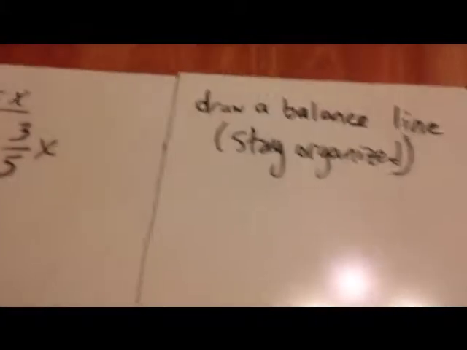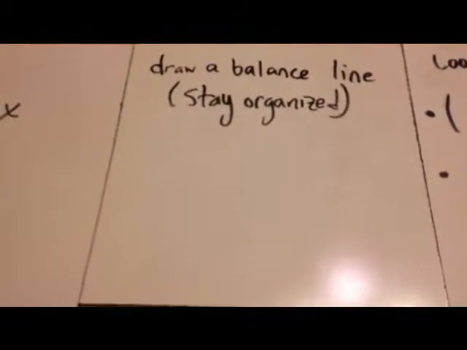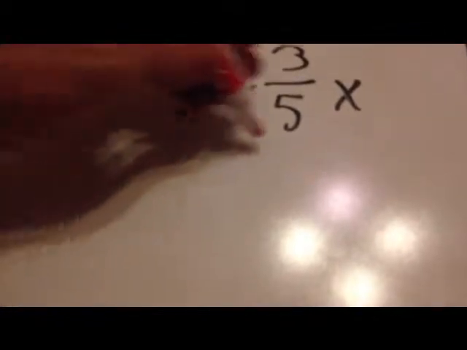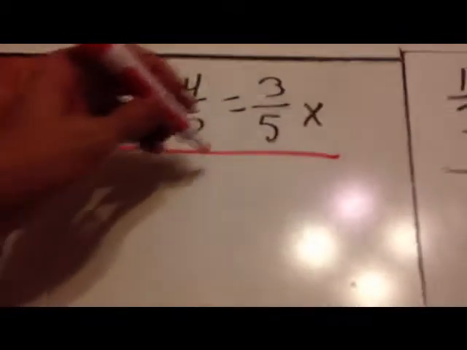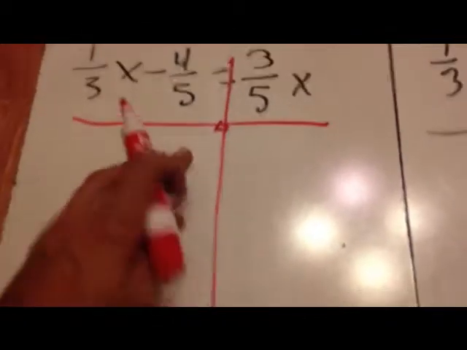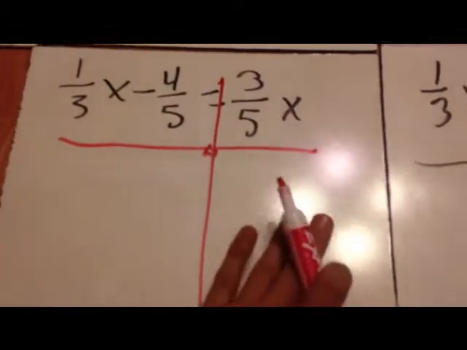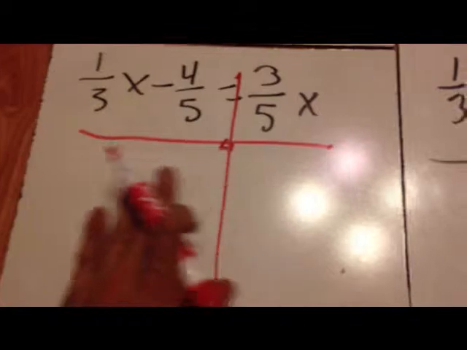Now the first step is always the same, and that's to be organized, and I recommend to do so by drawing a balance line. So in this case, you take the problem, and underneath the equal sign, you draw your balance, and underneath the equals you put your little pivot, and it says that the left side is equal to the right side. Okay.